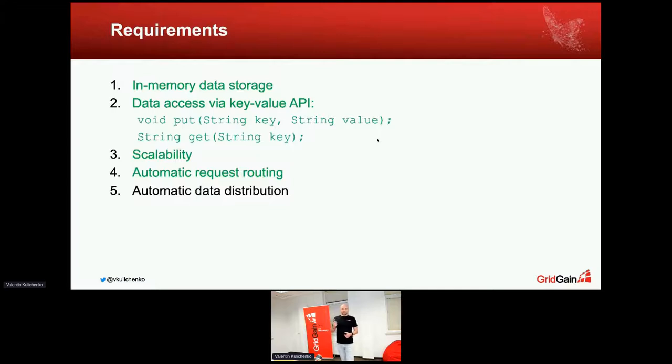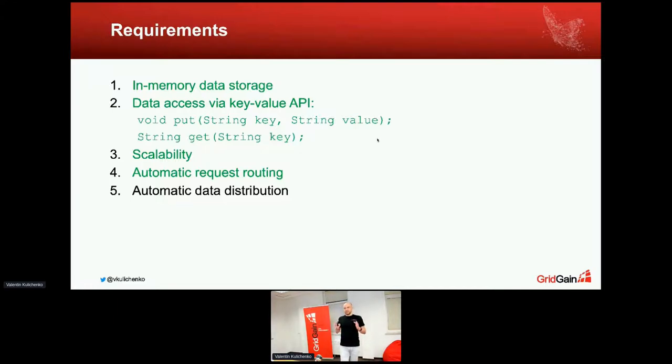So at this point, we actually covered the first four requirements already, and we have requirement number five, which is data distribution, automatic data distribution. And if you think about this, we actually already have achieved data distribution to a certain extent because requests are routed automatically. So if you fire multiple put operations into the API, put requests will go to different nodes and data will be stored on different nodes as well, which is automatic data distribution, right?